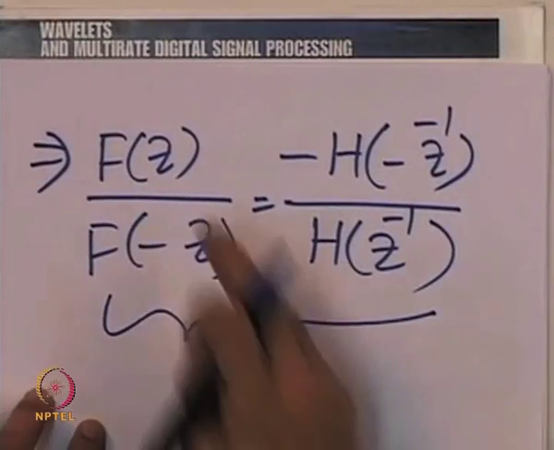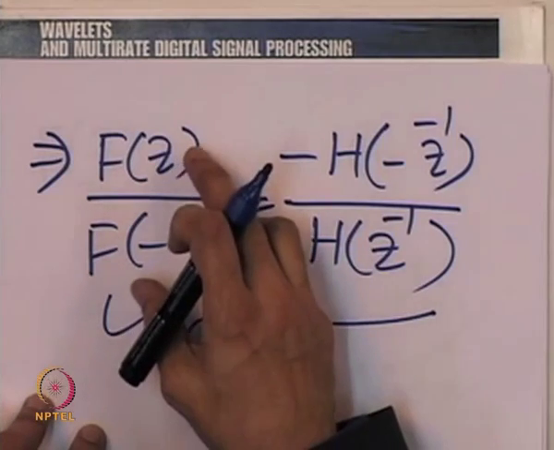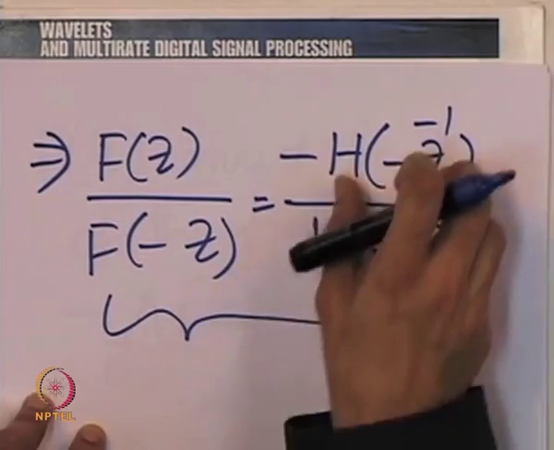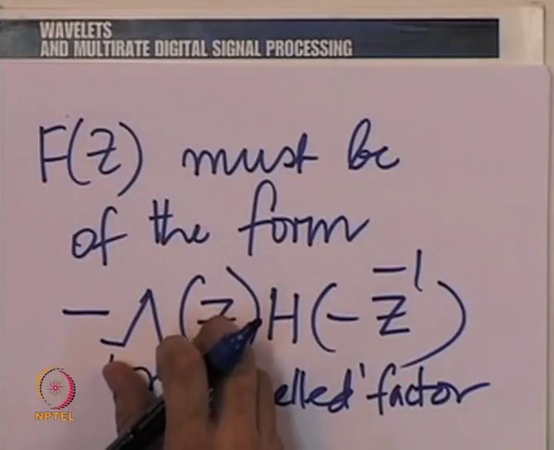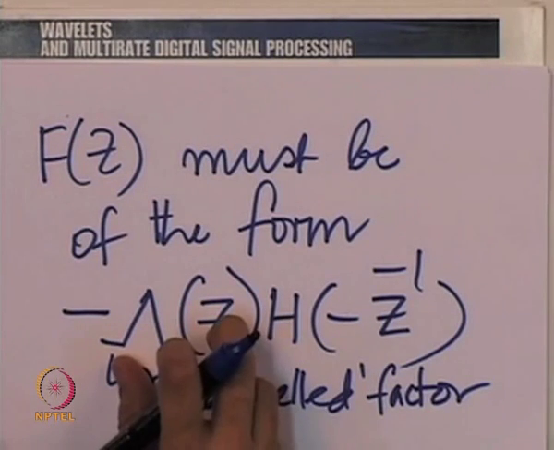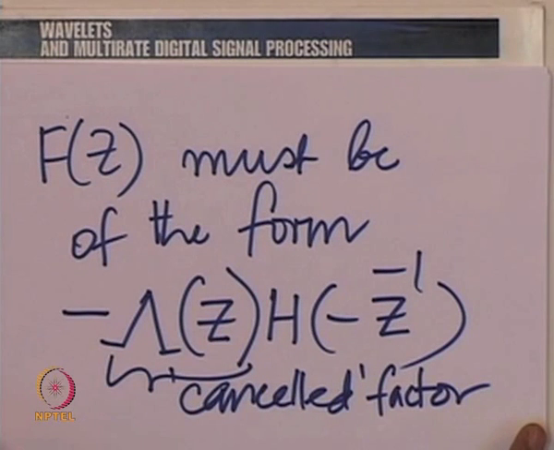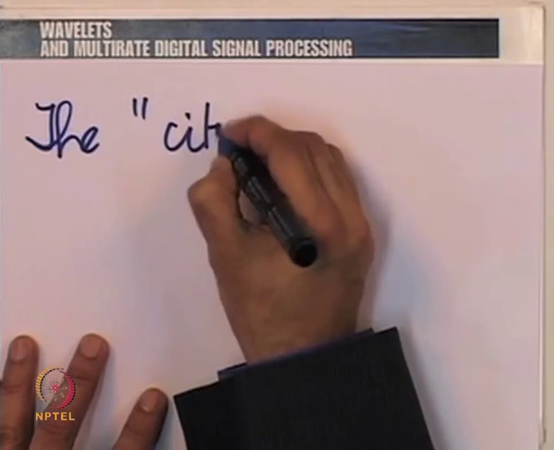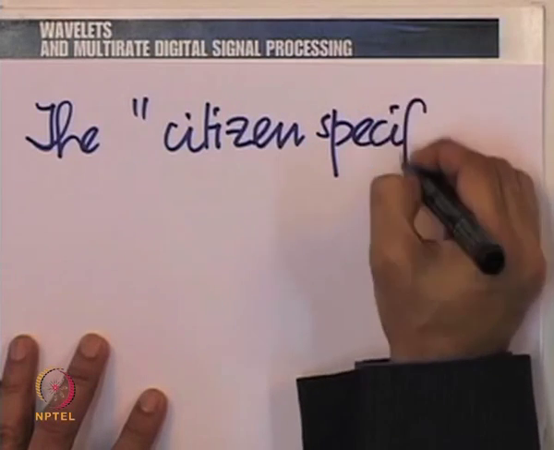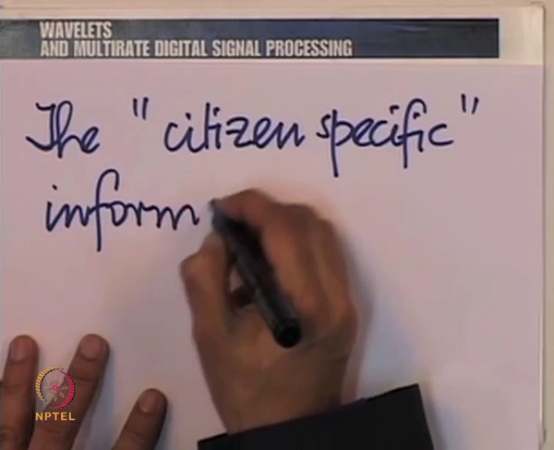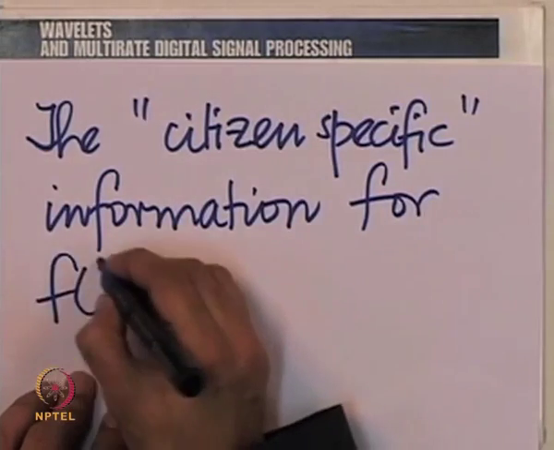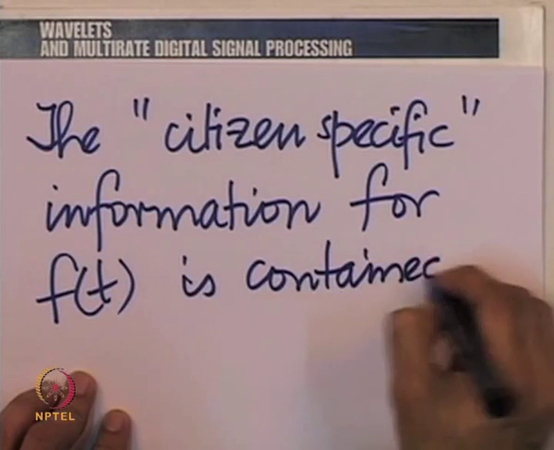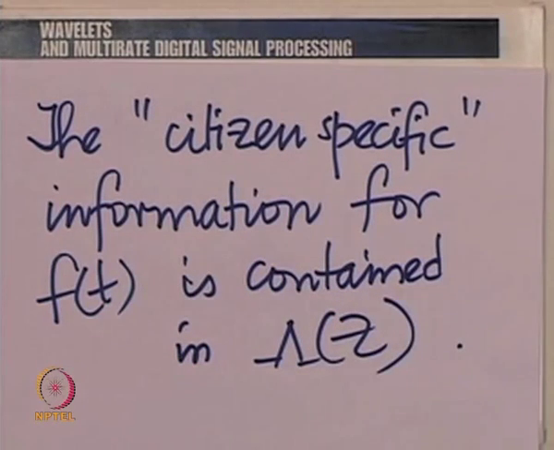What I mean is, when we took this ratio F(Z) by F(-Z), some factor must have got cancelled to result in something independent of that particular function. And that cancelled factor is lambda(Z). And therefore, lambda(Z), capital lambda(Z), contains information specific to that particular citizen f(t) in W0. So, the citizen specific information, as you might call it, for f(t) is contained in lambda(Z). I am not saying that all of lambda(Z) must be citizen specific, but whatever citizen specific information there is, all captured in that lambda(Z).